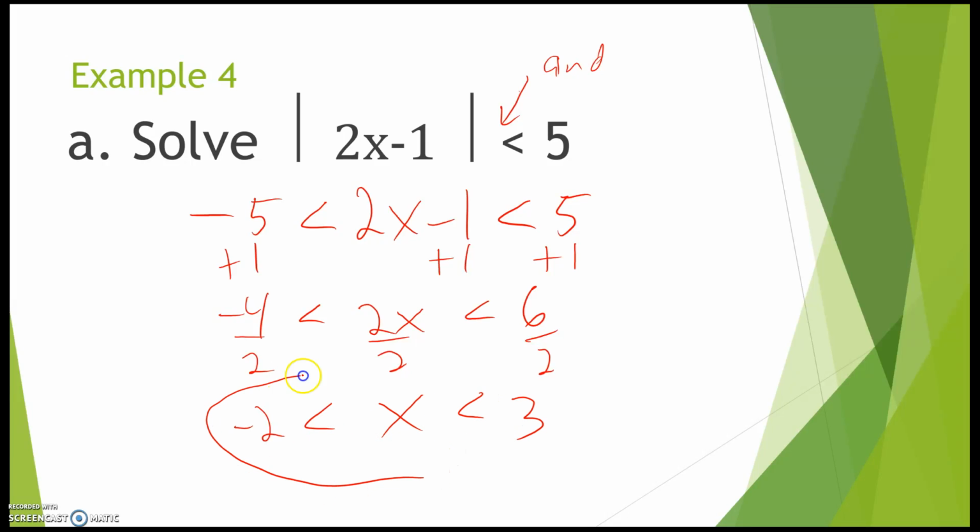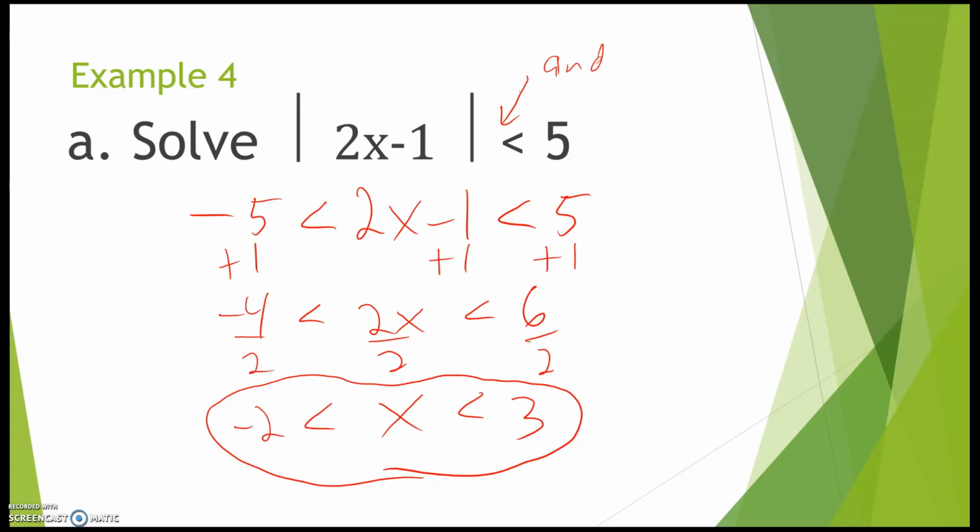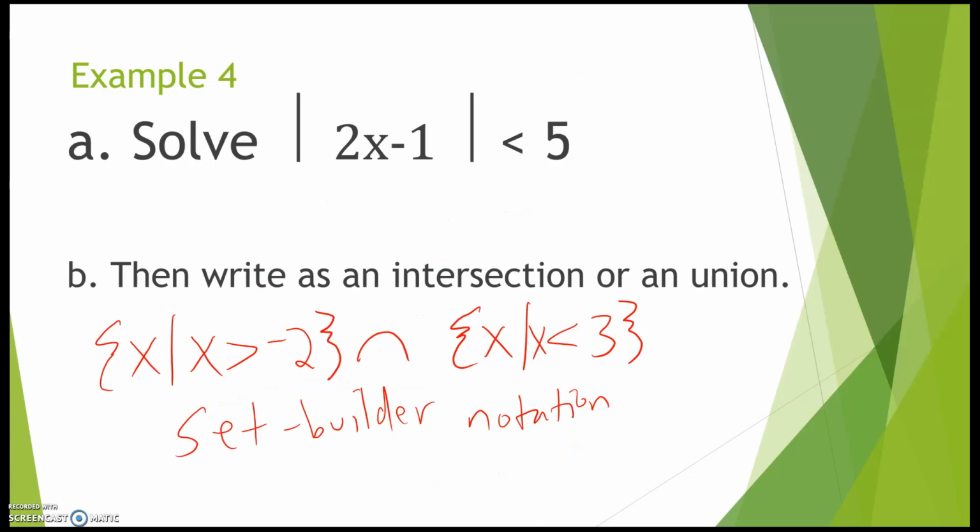Now how's this different than what we did in the other thing? Well, it's how you write it. So we've solved it just like we did in the last lesson, but now we write it differently, and we want to show, as it said, write as an intersection or union. Well, this is an and problem where it's in one and the other. It's a smush where it's going to have an overlap. So it's an intersection.